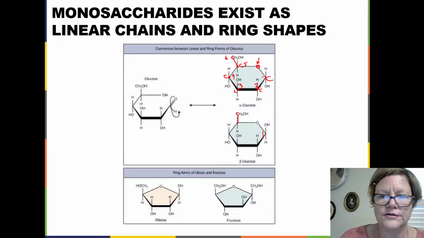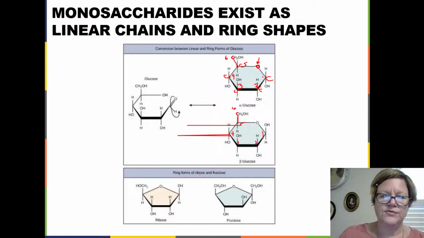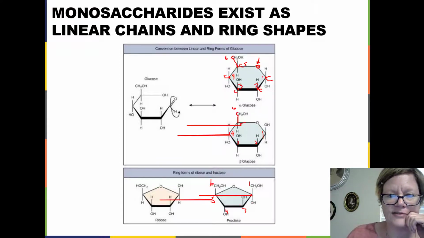Same thing here, 1, 2, 3, 4, 5, and 6. Okay, so that's how you count it. Same thing with fructose and ribose, which are down here. You would count around the ring. Actually, it ends up being 1, 2, 3, 4, 5, and 6. But you don't really need to worry about these guys.